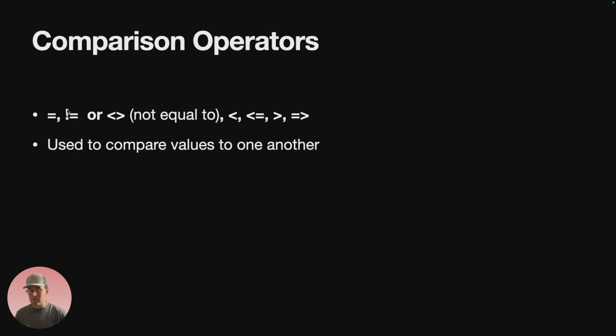This exclamation mark equal sign means not equal to. The same thing with these two, the greater than and less than signs smushed together. That also means not equal to. We can also do greater than, less than, greater than or equal to with numbers, and you can even use some of these with strings if you want to. These are just used to compare values to one another.